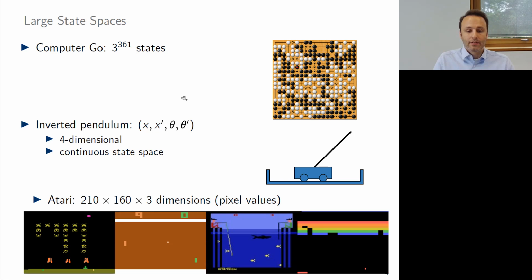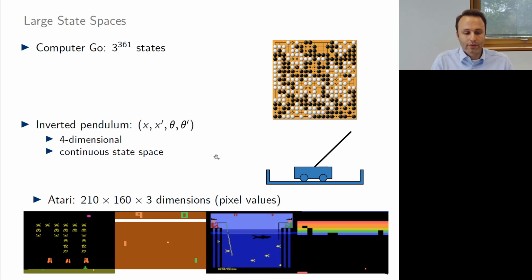Another example is the inverted pendulum problem, where you have a cart and a pole, and the goal is to balance the pole by pushing that cart with some force. The state values are then the position x of the cart, the velocity of the cart x prime, the angle of the pole theta, and the angular velocity theta prime. So we have a four-dimensional continuous state space, and that's really tough to put in a table. So we need different methods to deal with this.